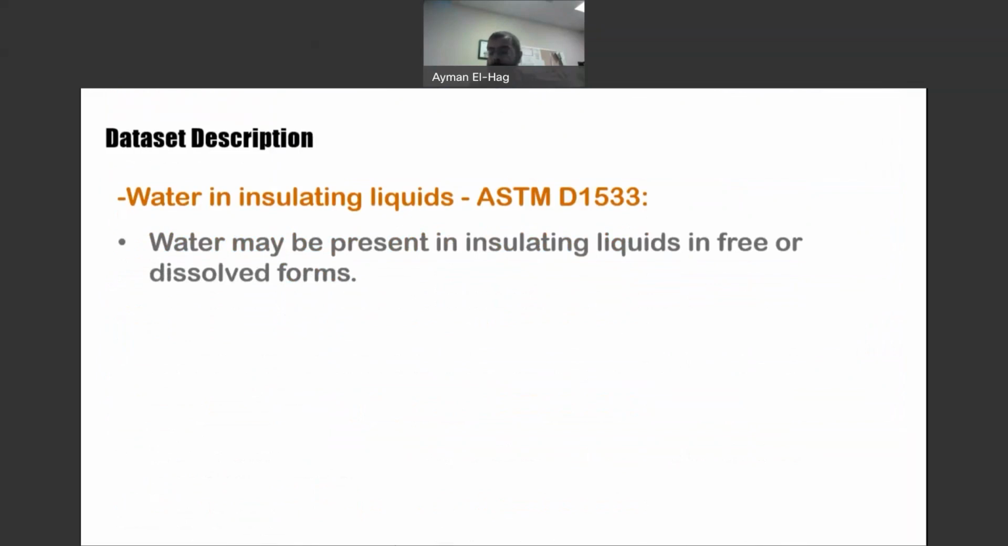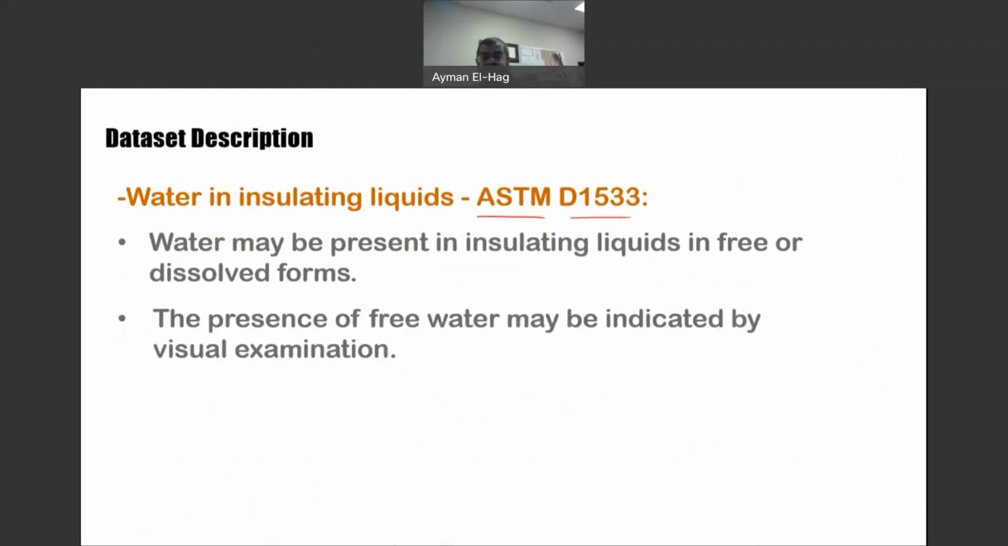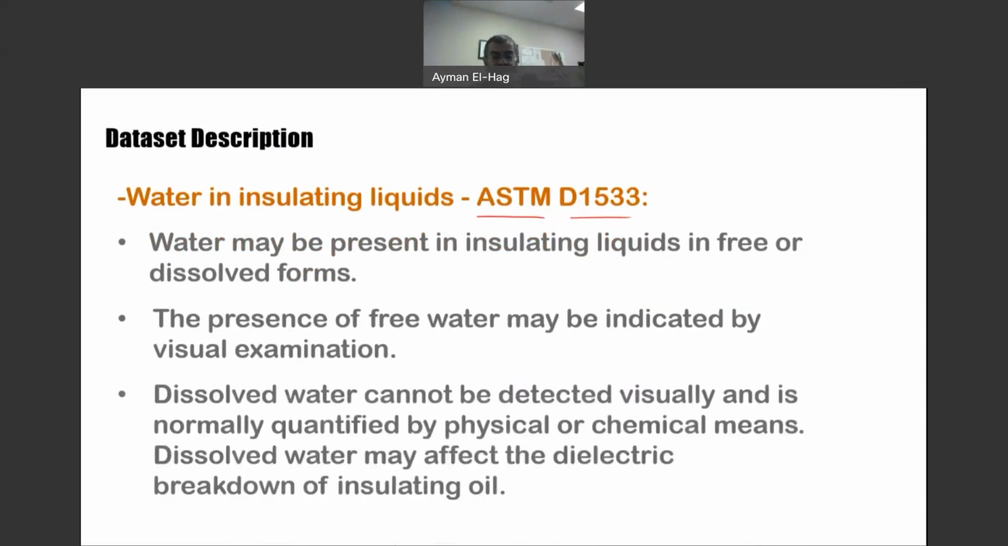So we have the water content. This is a standard in ASTM; there are both ASTM and IEC standards. I don't need to go into details. So the water might be present dissolved or free in the transformer oil. And the presence of water is bad. When you have water in the oil, this is not good. Now we cannot detect that visually. There is a special test. I don't need to go through this, but the water will usually be in parts per million. So it's a very small quantity. The higher the water, the worse your oil is.